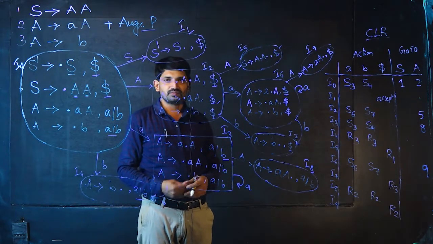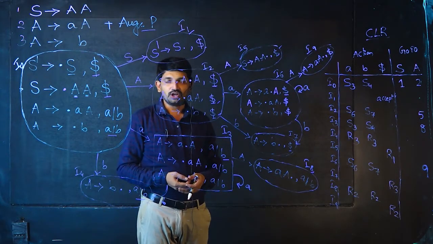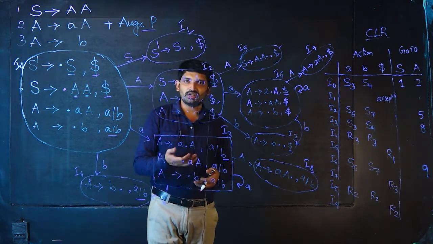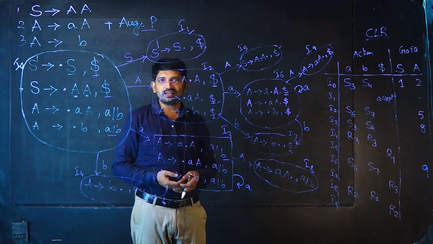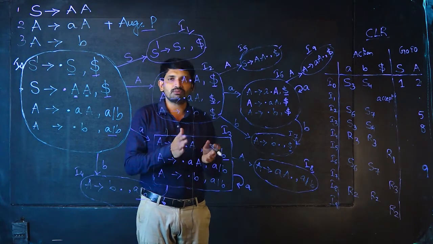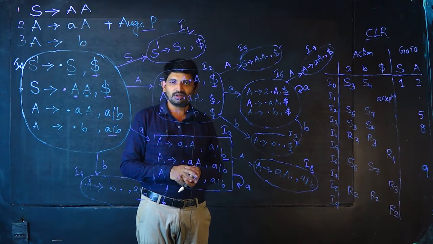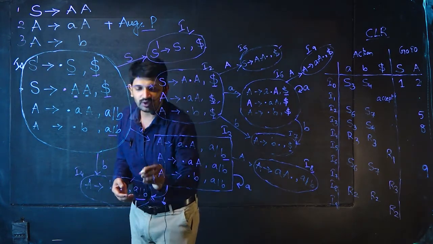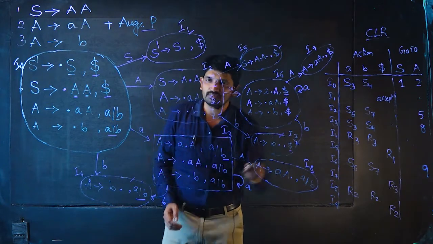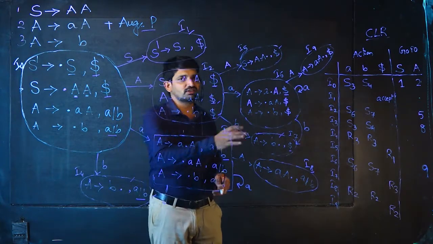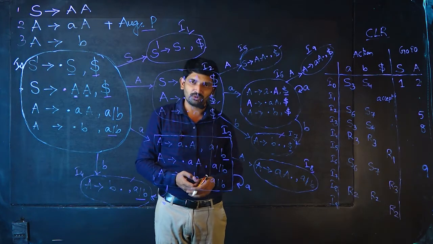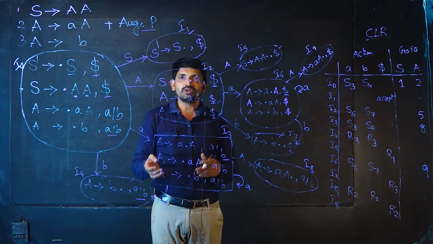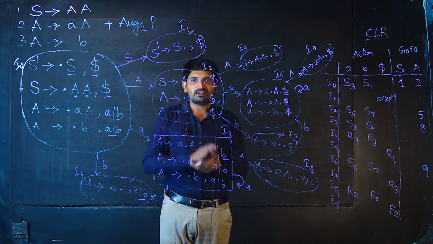Hello students, in the previous session we learned about the CLR parsing process. Now we are going to discuss LALR parsing. So what is the difference between CLR and LALR? In the canonical item set you can find I4 and I7 seem to be the same. That means both consist of the same items, the same productions with different lookaheads. So now we are going to combine these I4 and I7.